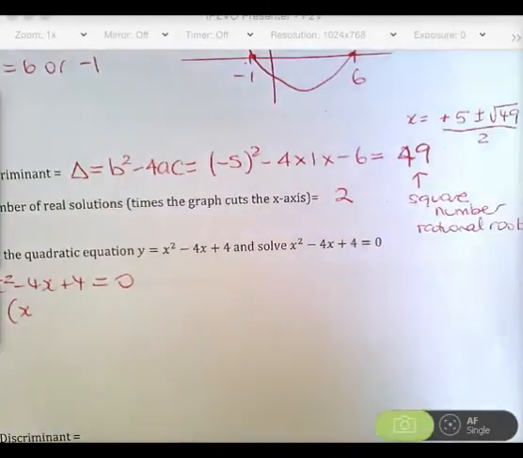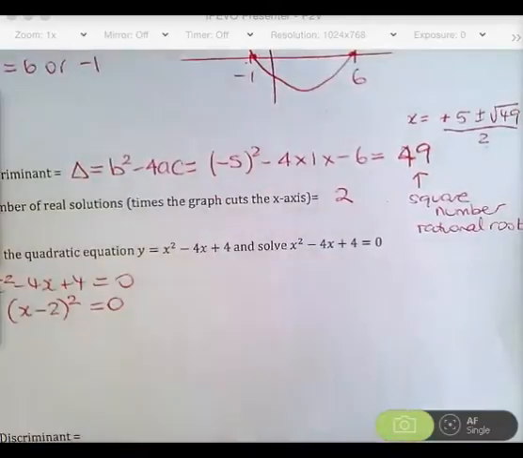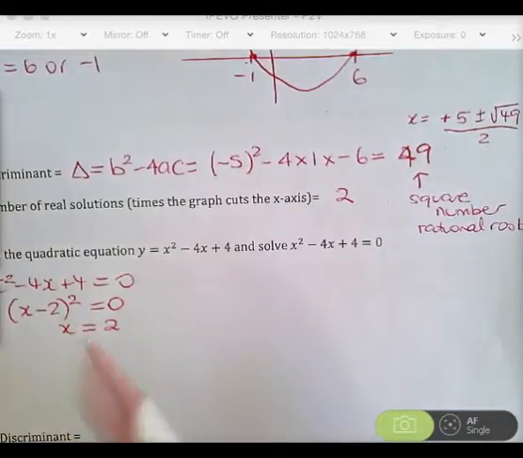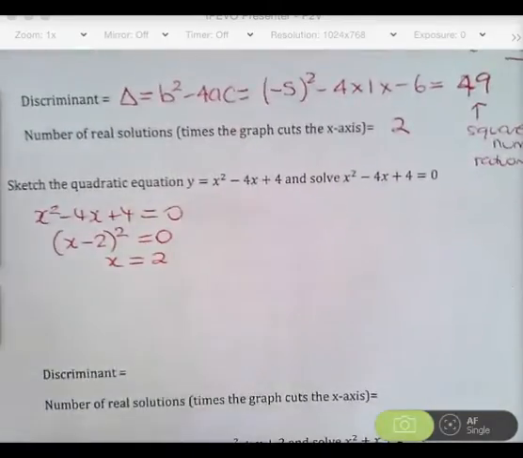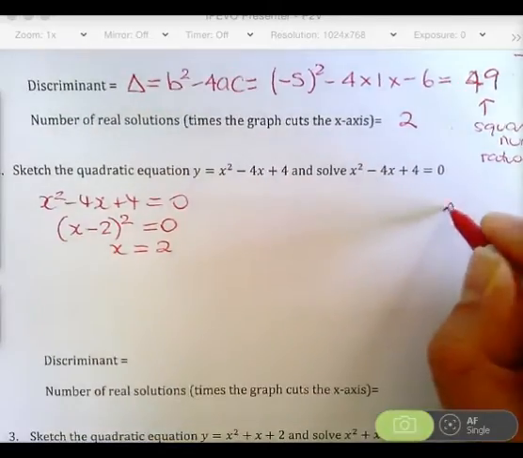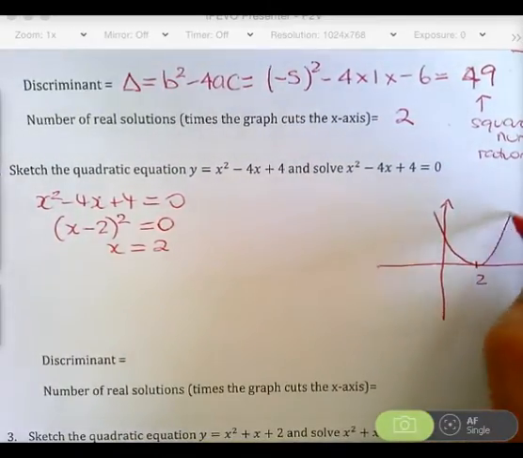All good. Let's hope the next one's better. Now for the next quadratic equation, x squared minus 4x plus 4 equals 0. Factorising, we get x minus 2 squared equals 0. Therefore, x equals 2, but that's a double root. It's a quadratic equation, so you're supposed to have two solutions. This is concave up, and we know that it just bounces off at 2.